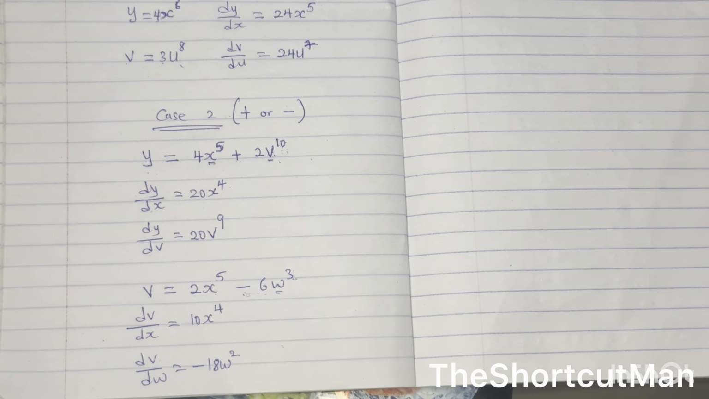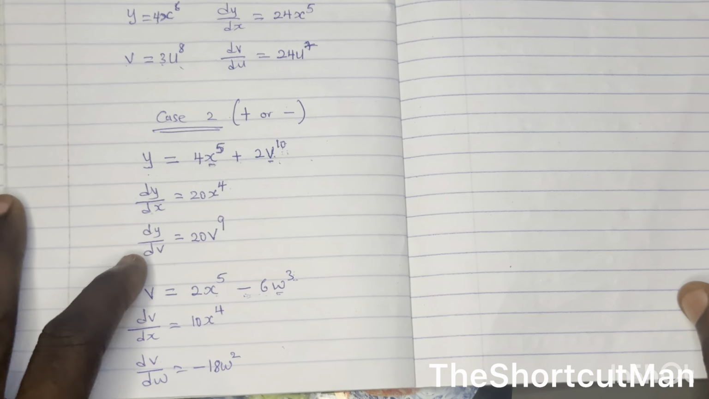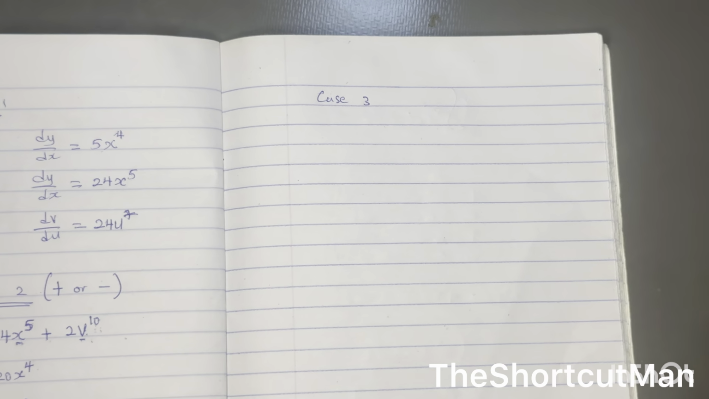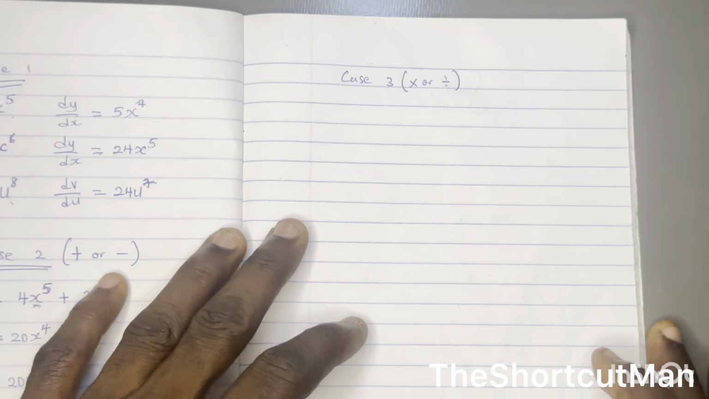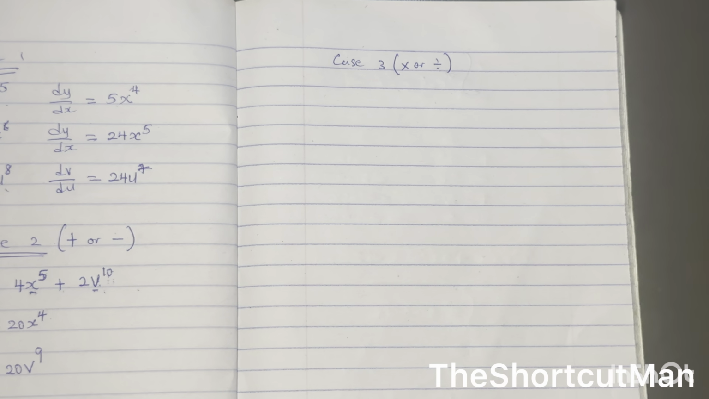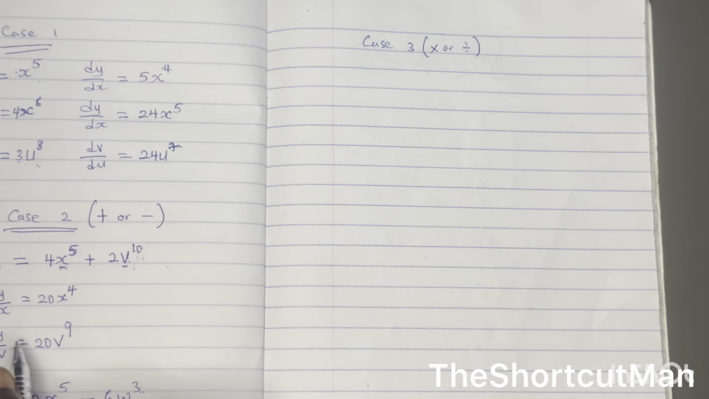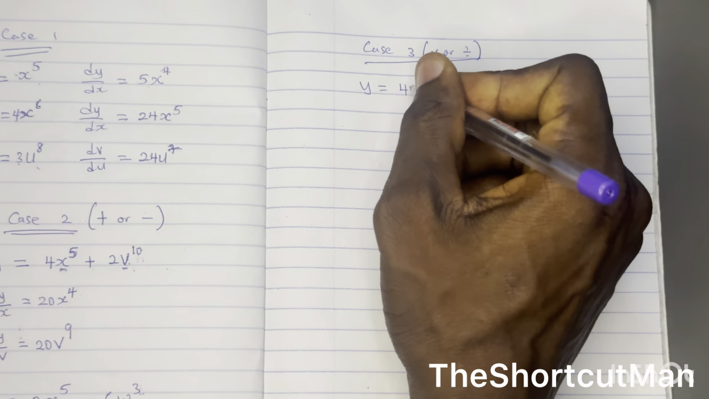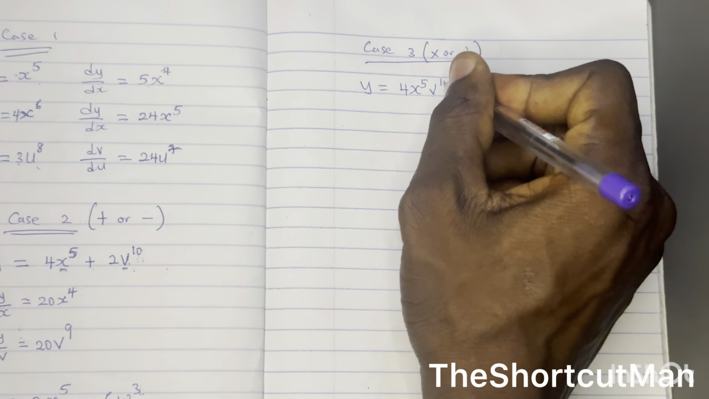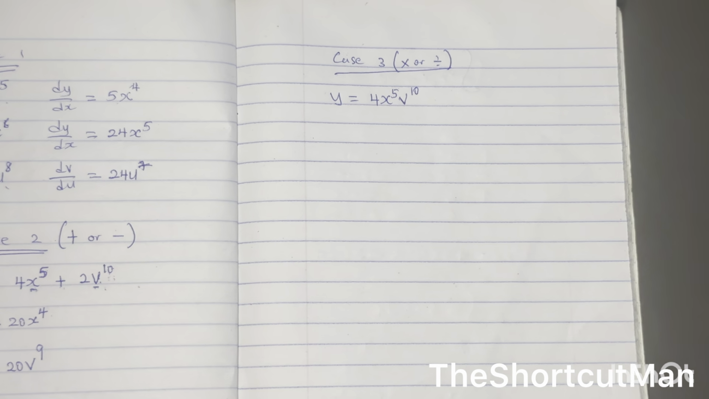So this is the way to go when the sign between the two alphabets is addition or subtraction. Now let us go to when the sign is multiplication or division. If it is multiplication or division, how can we conquer this? The same example I used here is what I will be using. If you have y equals 4x^5 v^10, the sign between x and v is multiplication.